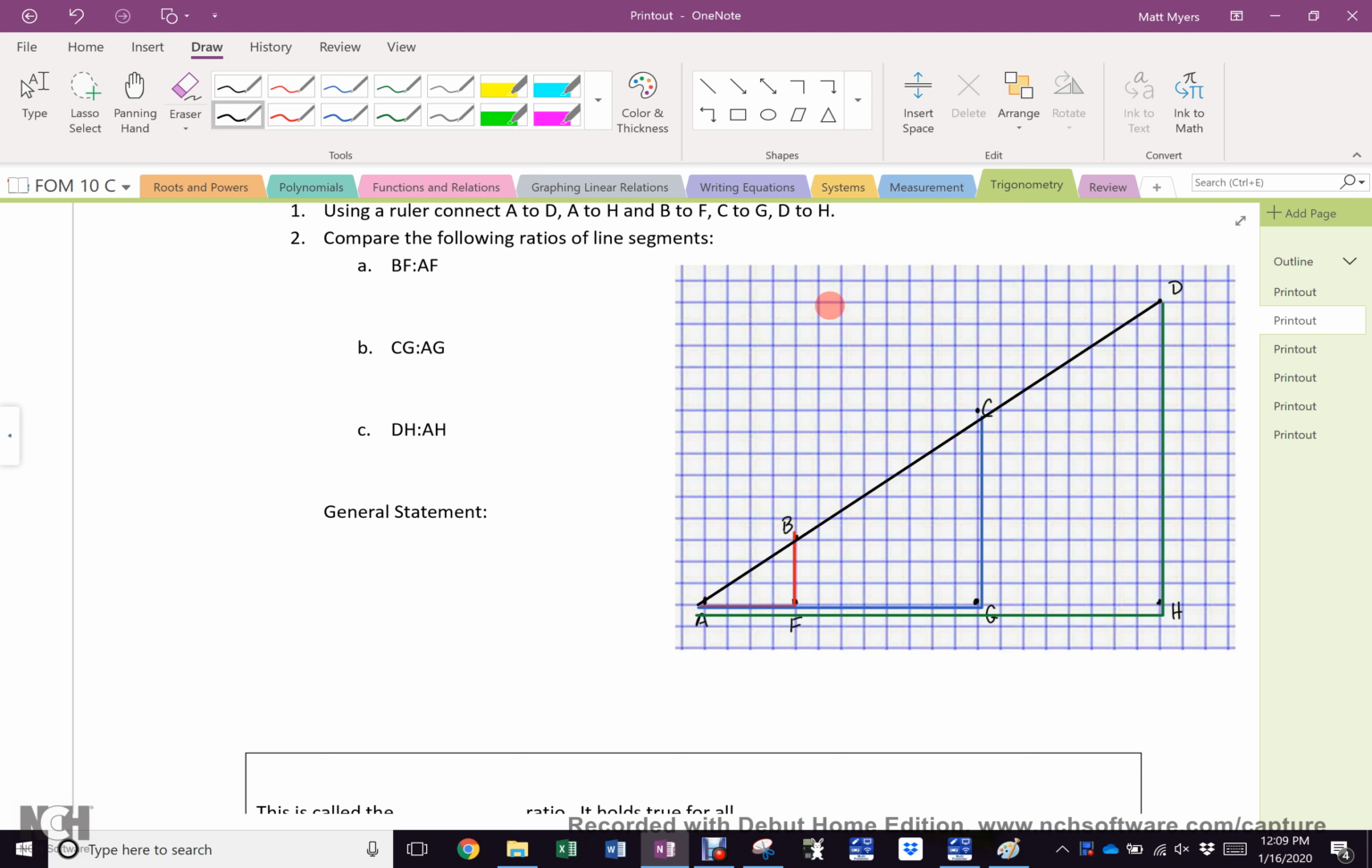Okay, so it says that we want to compare the ratios, right? So if I'm going to do a ratio of BF to AF, what number will go first for BF? 3 or 4? 3, because that's how we have written the ratio, yes? So we would write 3 to 4. Agreed? Right? We all know how to write a ratio, yes?